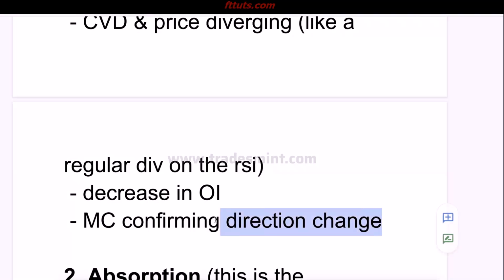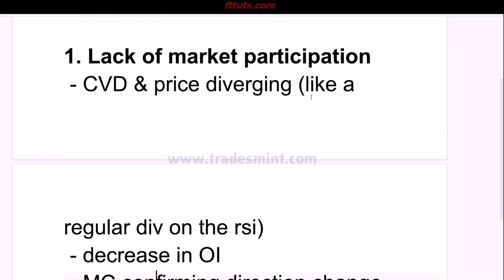I also like to look for Market Cipher giving me confirmation of direction change. So if I see lack of participation on CVD, I like to get extra confirmation by looking at Market Cipher, or vice versa, because I do use Market Cipher very, very much. The money flow is a very powerful signal. And so if everything's pointing in one direction, the lack of market participation can also be a very powerful signal.